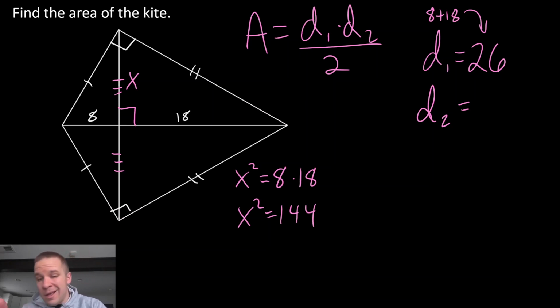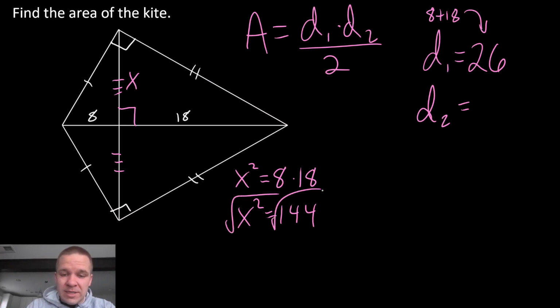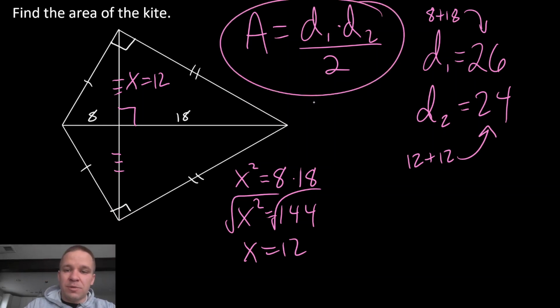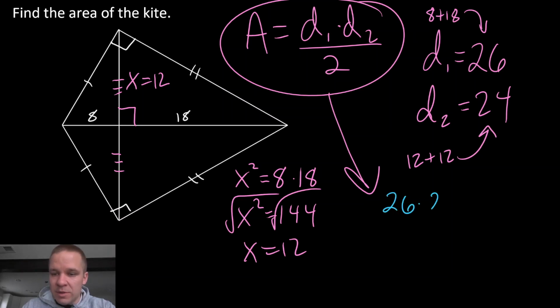And then square root of 144, that's nice. It's 12. So this is 12 here, which makes my overall diagonal then 24, right? 12 plus 12, whoop, that gives me the 24. Now I'm ready to use this particular formula, plug it all in. So let's do that. So I've got 26 times 24 divided by 2.